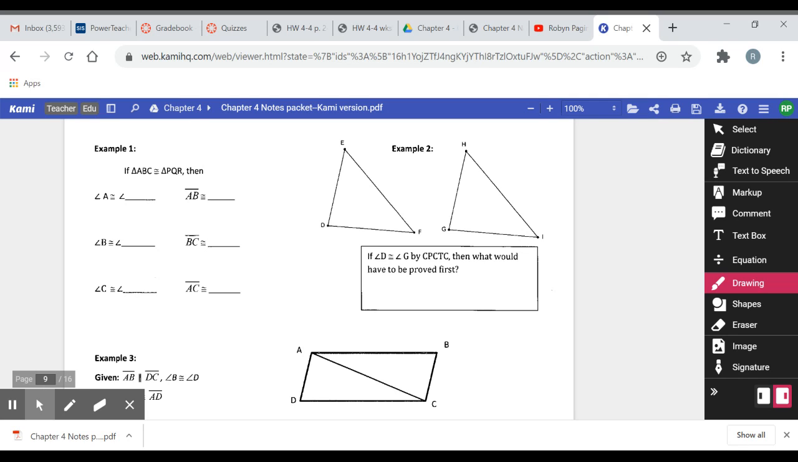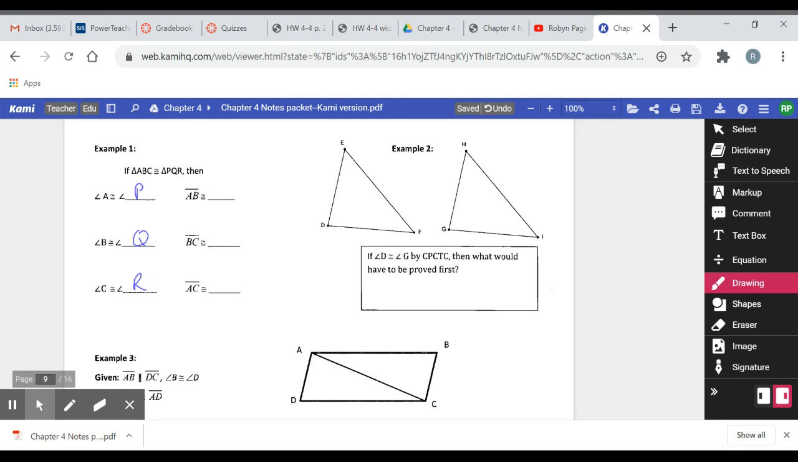So if we look at example 1 here, this particular congruent statement, triangle ABC is congruent to triangle PQR, that one little congruent statement tells us a lot of information. It actually tells us 6 pieces of information of things that are congruent to each other. So it tells us about the angles. We know that A and P are in the first spot, so angle A is congruent to angle P. B and Q are in the middle spots, so angle B is congruent to angle Q. And C and R are in the last spot, so angle C is congruent to angle R.